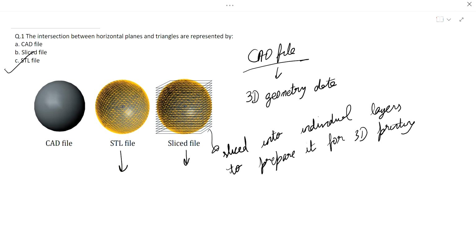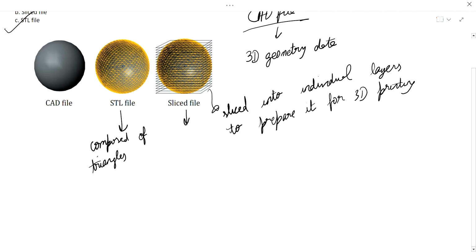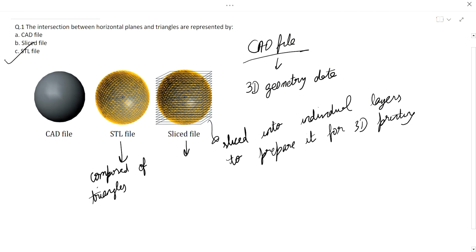But the STL file, or the full form, stereolithography file format, is the format which is widely used to represent 3D models in a format suitable for 3D printing and also computer aided manufacturing. So STL files are composed of triangles, which are usually planar, that approximate the total surface of the 3D model. So these horizontal planes intersect with the 3D model, and those intersections are represented by the triangles in the STL file. So the correct option is STL file.